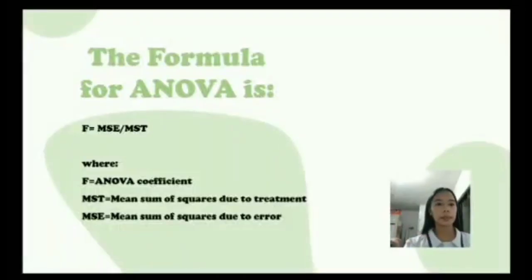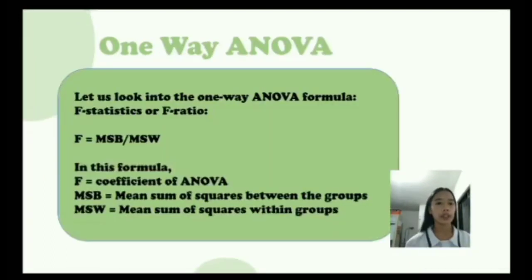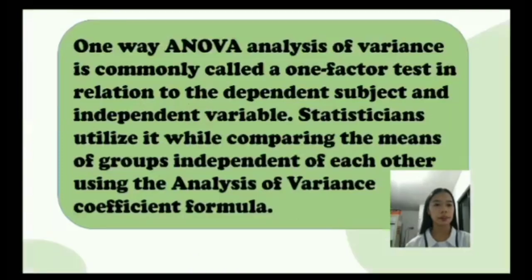The formula for ANOVA is F equals MSE divided by MST, where F equals ANOVA coefficient, MST equals mean sum of squares due to treatment, and MSE equals mean sum of squares due to error. One-way ANOVA. Let us look into the one-way ANOVA formula. F equals the F statistic or F ratio. F equals MSB divided by MSW. In this formula, F equals coefficient of ANOVA, MSB equals mean sum of squares between the groups, and MSW equals mean sum of squares within groups.